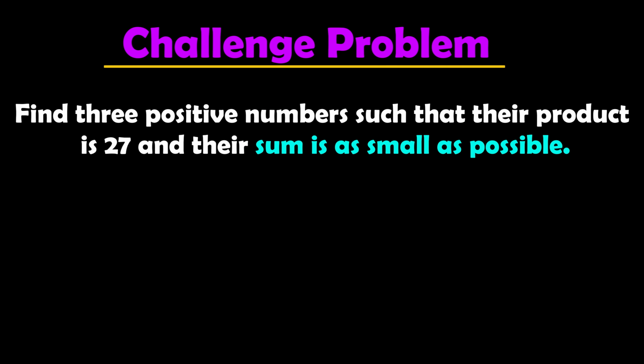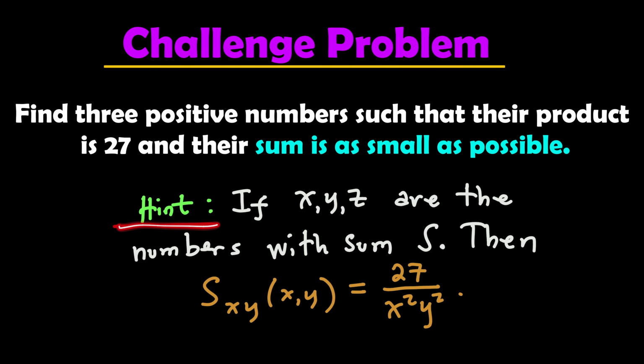Now, for the challenge problem, find 3 positive numbers such that their product is 27 and their sum is as small as possible. For the hint, if you use variables x, y, z for the positive numbers and s for the sum, then the partial of s with respect to x is equal to 1 minus 27 over x squared y.